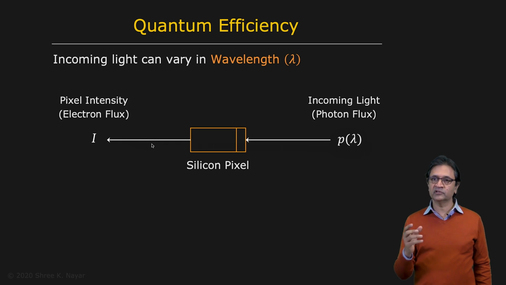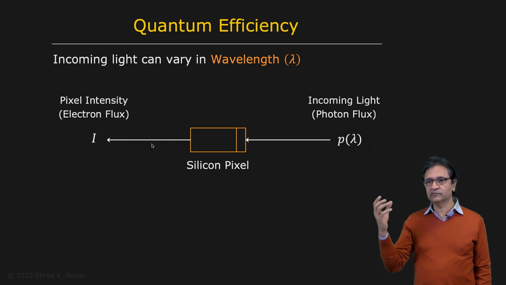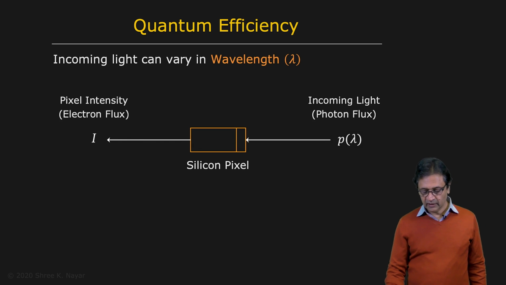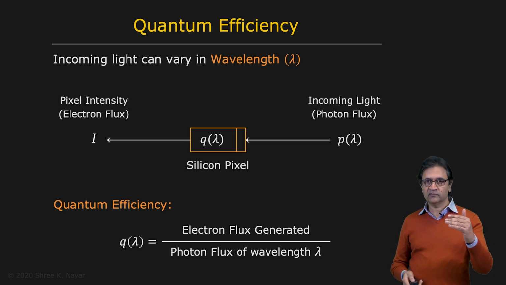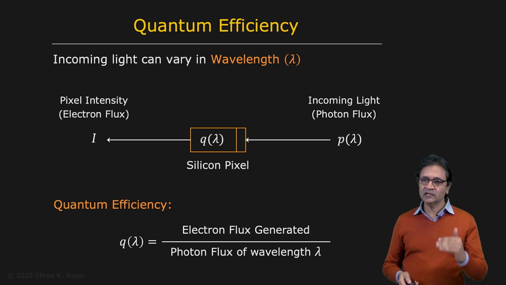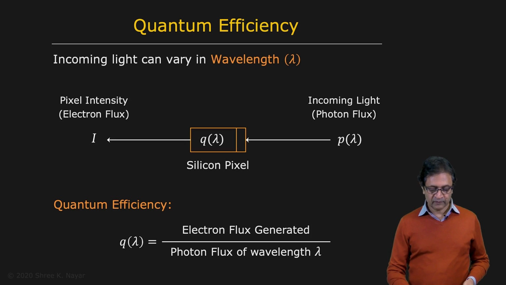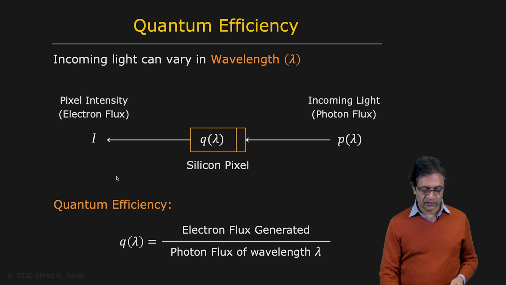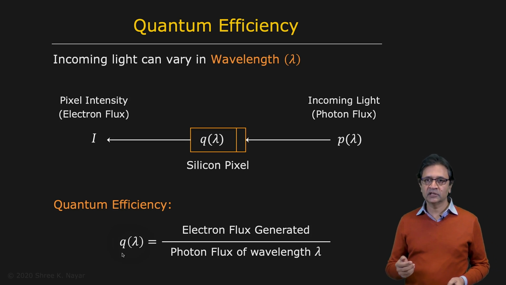And the quantum efficiency of the material that you use to convert photons to electrons is defined as the ratio of the electron flux generated by the material to the photon flux that is incident on the material for a given wavelength of light. So the quantum efficiency is a function of wavelength. It's called Q of lambda. So let's take a look at what the quantum efficiency is for silicon.